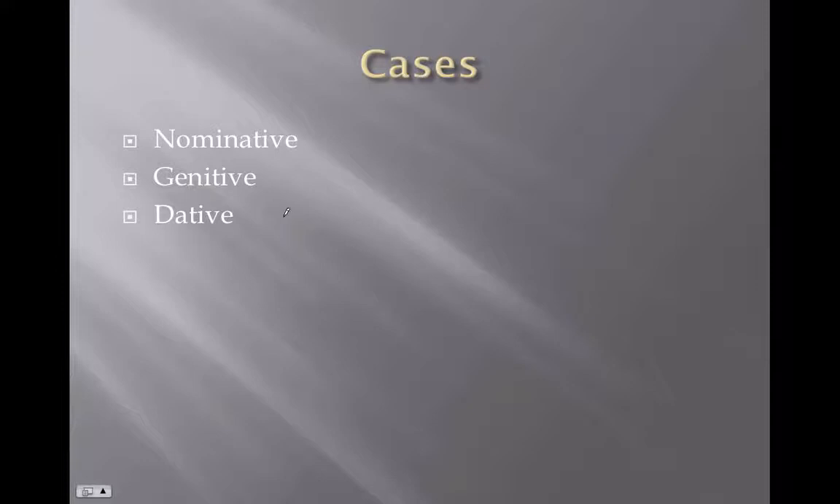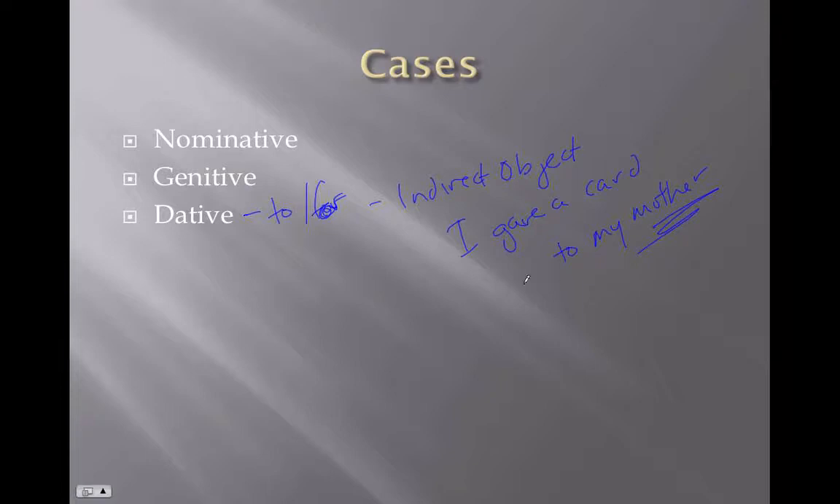The third case we're going to run into is the dative case. And some people refer to this as the to or for case. It has a number of different uses. There is no one simple formula, but to or for, to or for, and sometimes it is used for what you might have learned as the indirect object. So I gave a card to my mother, where mother is going to be in the dative because we have this to. So the dative case, all by itself, is translated by this whole phrase, to my mother.